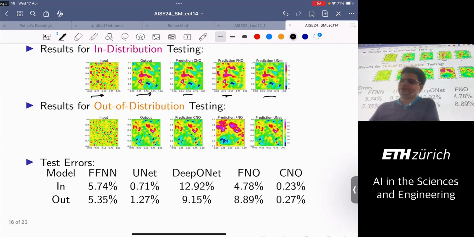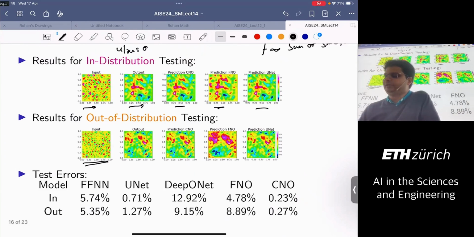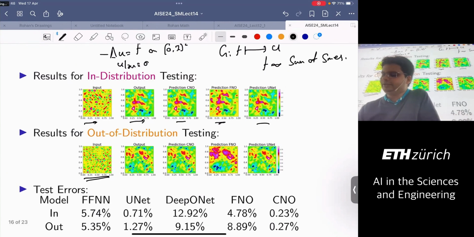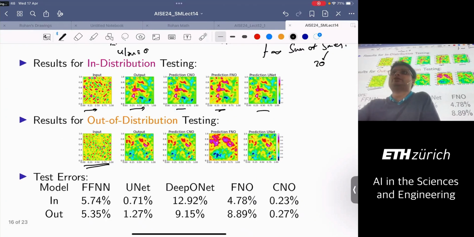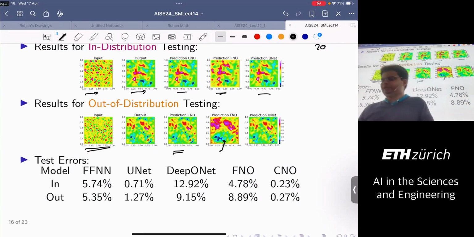And you can see that when you do an out of distribution. Out of distribution is you add more sines. So I think we took up to 20 sines for the in distribution set, and here it's 30 sines. So you can see that the signal is much more, let's say, wavy in some sense. And again, CNO does an excellent job, and FNO completely fails, right? It does very poorly. And this is also reflected in the results here. So this is like 0.2%. It's almost no error, and this one is like 20, 30 times more. So a lot more error in this particular case.